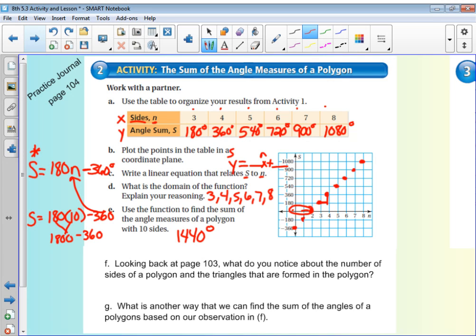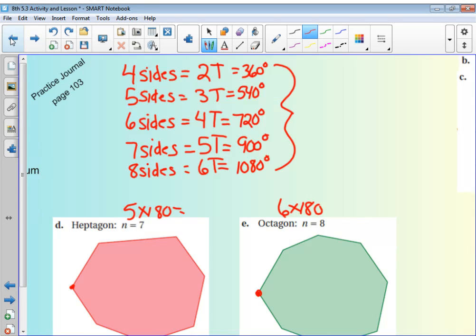Okay, so letters F and G are actually not in your book. So these are things that you're going to add in your answers to F and G. It says, look back at page 103. So I'm going to shift back in just a minute to my other slide. What do you notice about the number of sides of a polygon and the triangles that are formed in that polygon? So if we look back, okay, the number of sides, we went from 4, that gave us 2 triangles. Okay, when we had 5 sides, we had 3 triangles. When we had 6 sides, we had 4 triangles. What are we noticing about every situation when we compare the number that we have for sides to the number that we have for triangles?